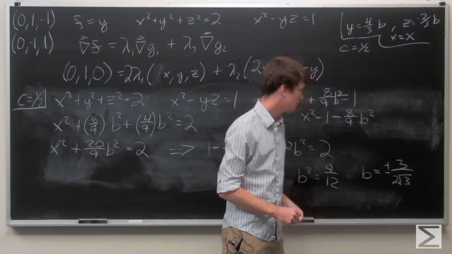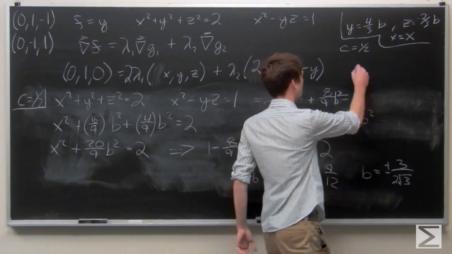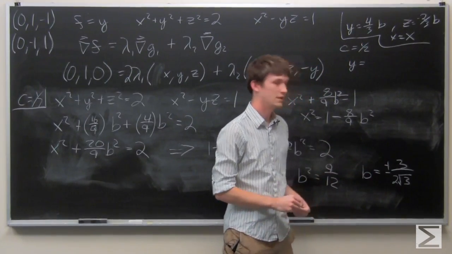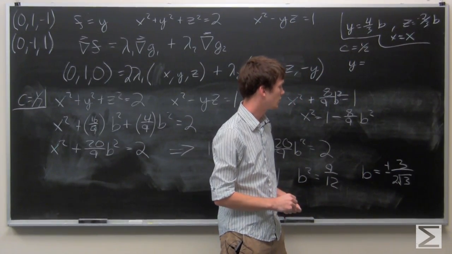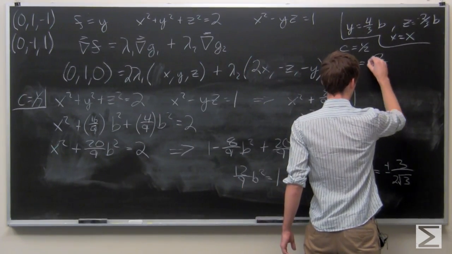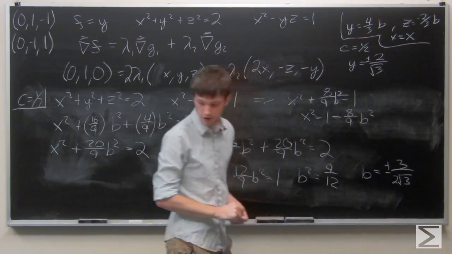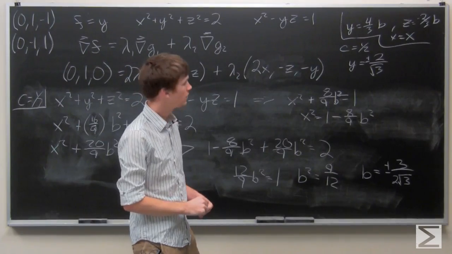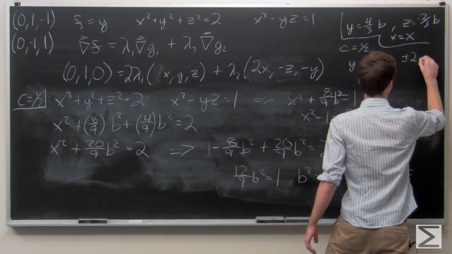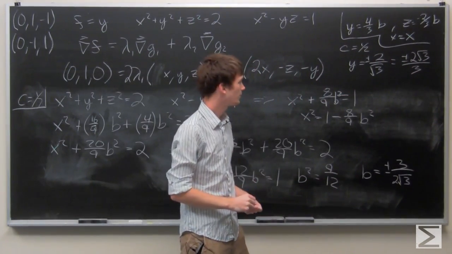So now we can use our b term to get our x or our y and z coordinates quickly. So we have 4/3 times plus or minus 3 over 2 square root 3 is going to be 2 over square root 3, which is equal to plus or minus 2 square roots of 3 over 3.